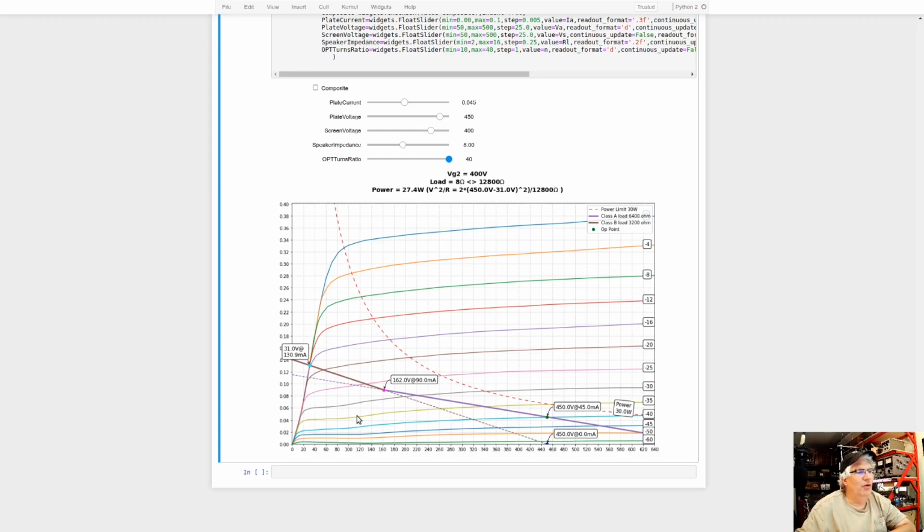So I can only go up to 40 on this, but you'll see that our power output goes down significantly. We're down to 27 watts. But if you notice, we're way down below the line here. We're way down behind the power dissipation, so we can increase the plate current and move that line up a little bit. All right, so that's all class A. Both tubes are fully driven the entire time, and we're still at 27.4 watts.